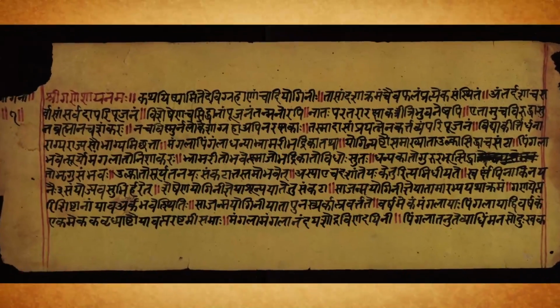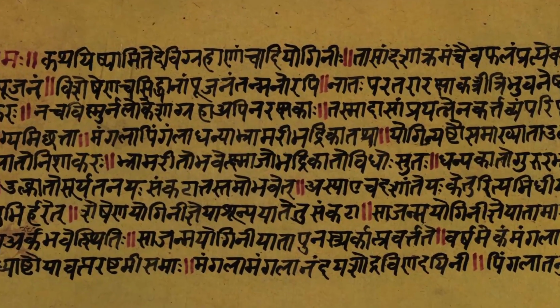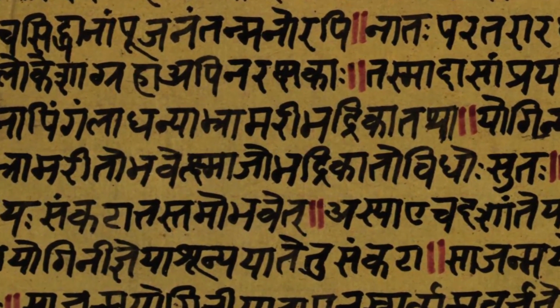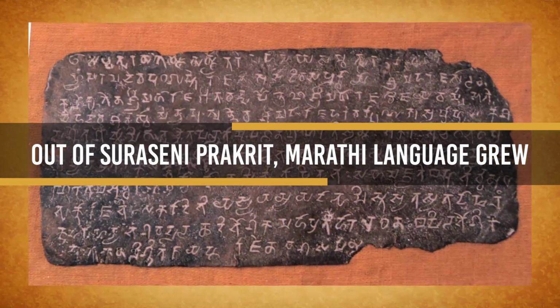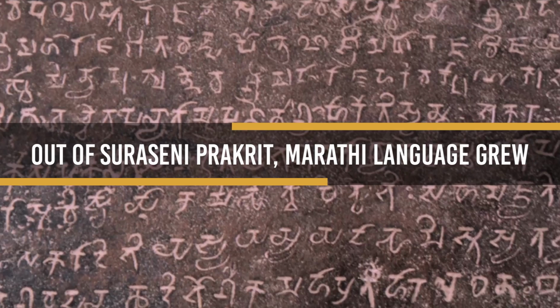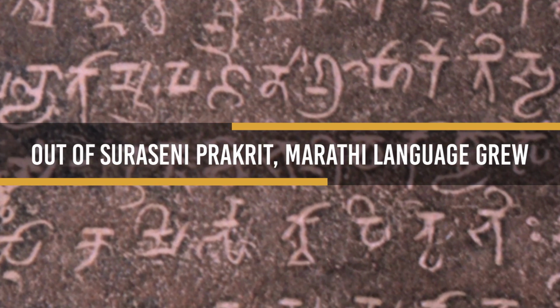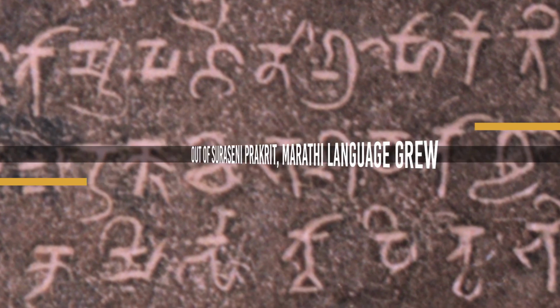Their religious literature was written in Ardha Magadhi, and the texts were finally compiled in the 5th century AD at the Vallabhi Jain Council. Out of Shauraseni Prakrit, the Marathi language grew. Jains also composed the earliest important works in Apabhramsha and prepared its first grammar.